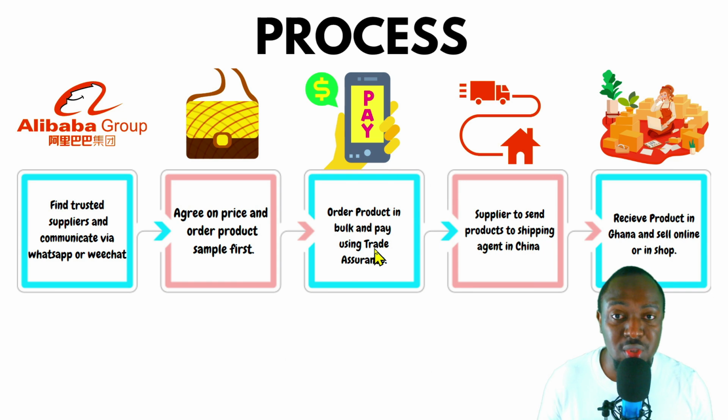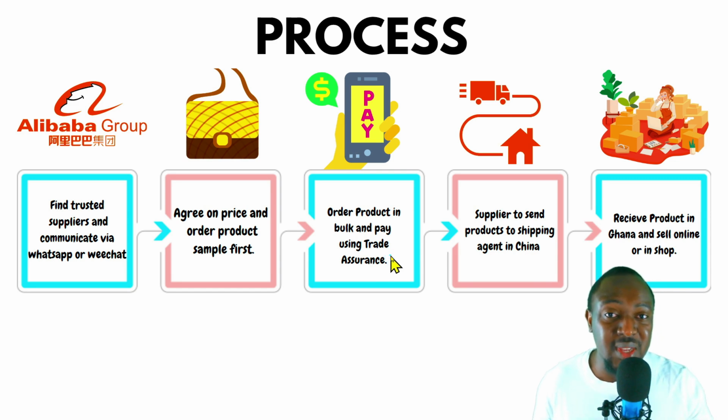Pay for your product using trade assurance or PayPal, because they protect you, the buyer, in case something goes wrong. PayPal or trade assurance will just jump in and give your money back to you. It's always important. Okay, so once you do the payment, then you instruct your supplier to ship your products to your agent based in China.